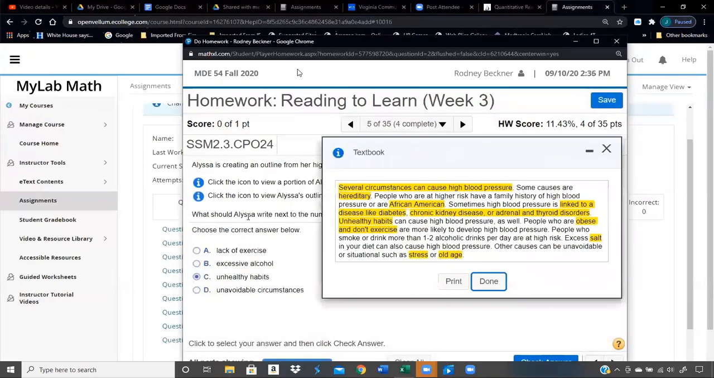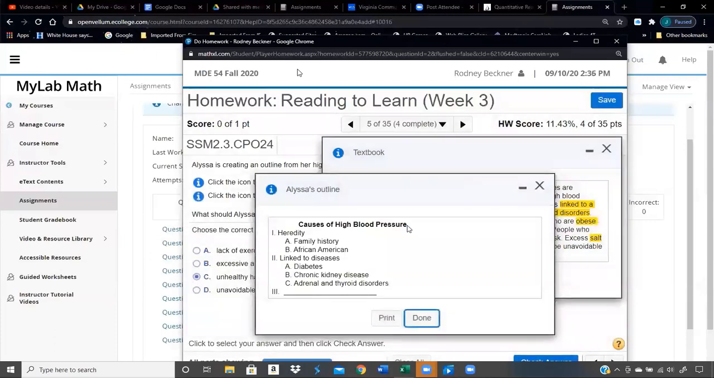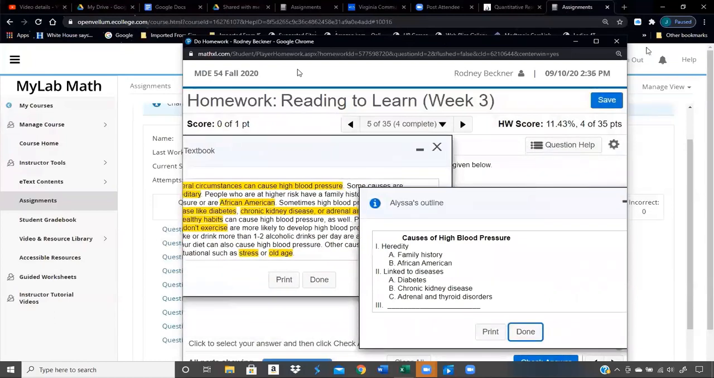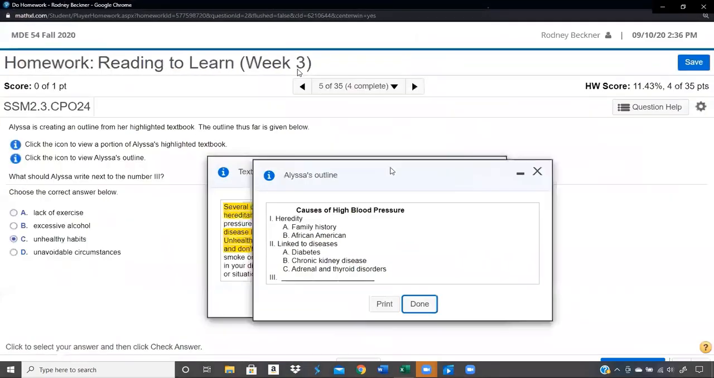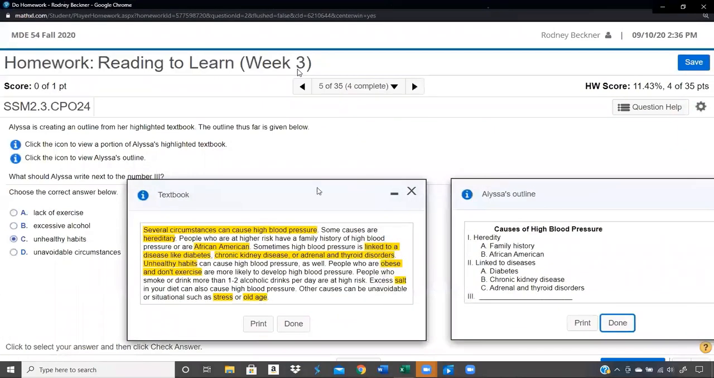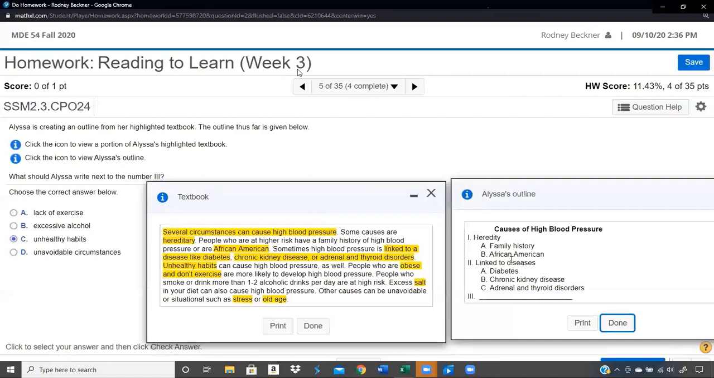So let's see if this one is different from this one. And it is, like it should be. So here's the textbook. Let me maximize this so we can get everything up here. And then Alyssa's outline. Perfect. So she was creating this outline from the textbook from the highlighting sentences. The outline thus far is given below. So here's the textbook, here's the outline. What should she write next to the number 3?